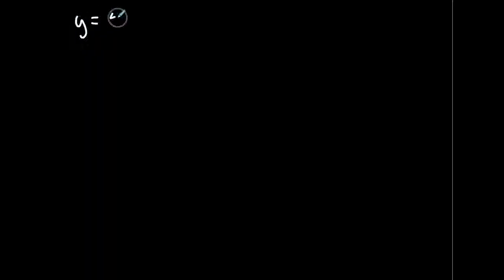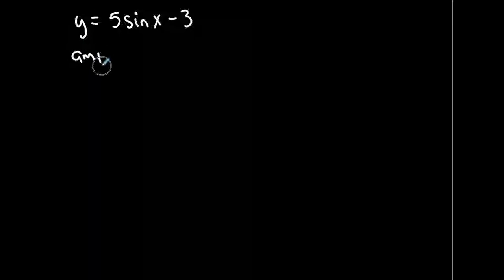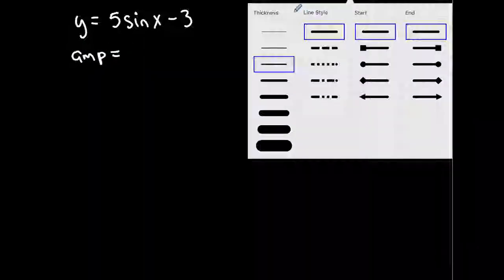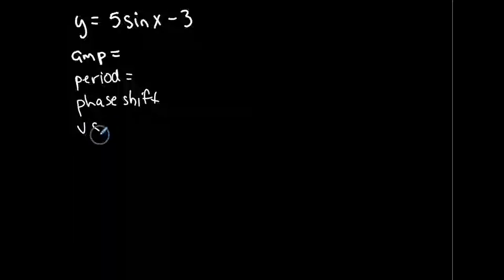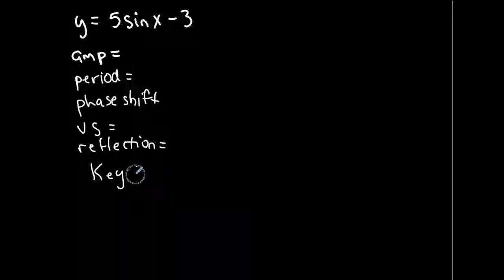Y is equal to 5 times sine of x minus 3. Now more than likely, your instructor is going to want you to be able to tell her or him what the amplitude is, what the period is for any function, whether we have a phase shift or not, whether we have a vertical shift or not, whether we have a reflection or not, and not only do that, tell them also the key points and then graph the function. You're going to need to be able to do all of these things.